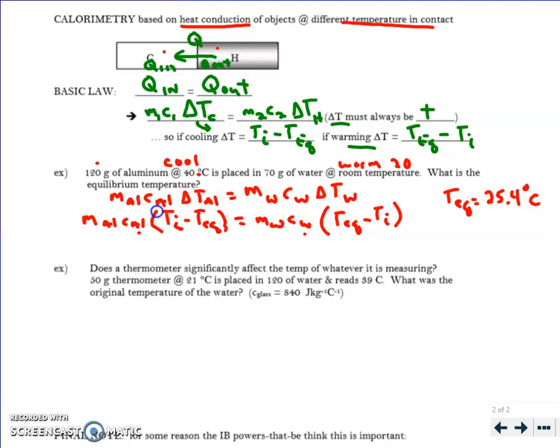Okay, and to finish up, you can try this one. Does a thermometer significantly affect whatever it's measuring? The answer is it can if you don't have a whole lot. So basically you're just going to do an MC delta T equals an MC delta T. Make sure you establish which is positive or negative, and if you solve it, you should get 40.8 degrees. So it has a small effect.